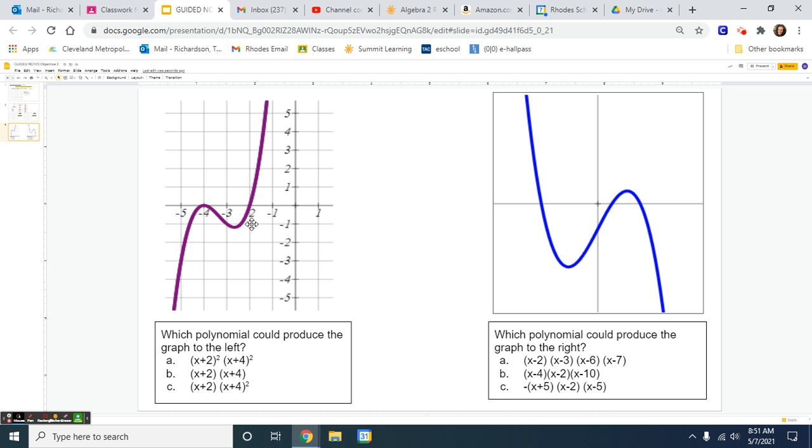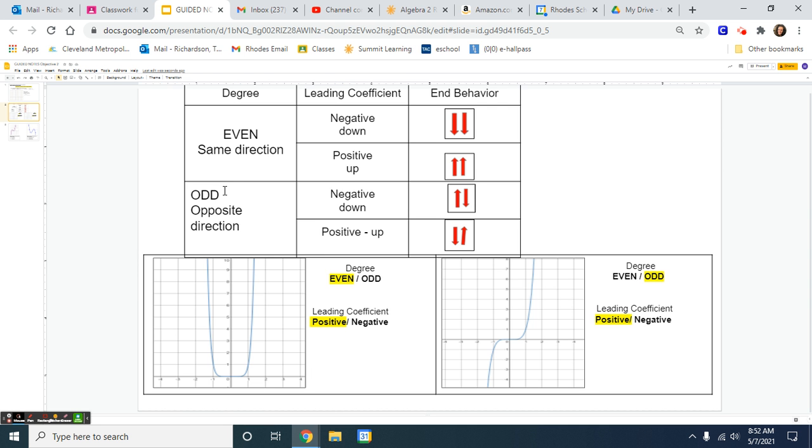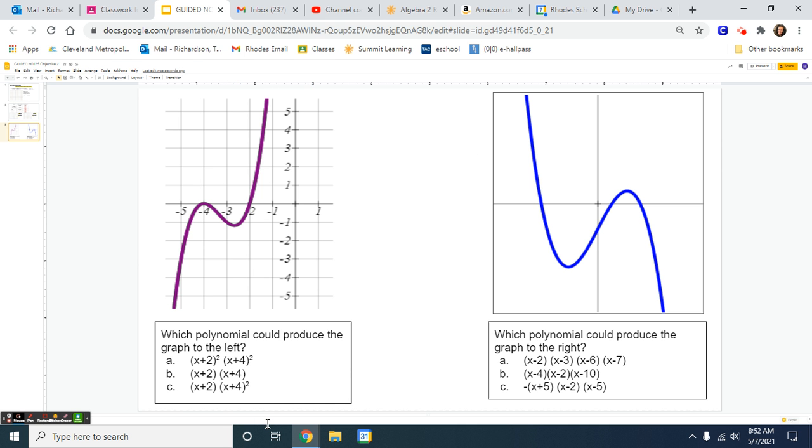So first, this purple one, it crosses at -2 and -4, right? When you put this in an equation in parentheses, the signs have to change. So this -2 would become a +2. This -4 would become a +4. So actually, all these equations look right as far as the numbers in the parentheses, which is good. Now we have to think about, what should our degree be? This graph is definitely going opposite directions, right? So we know our degree should be odd.